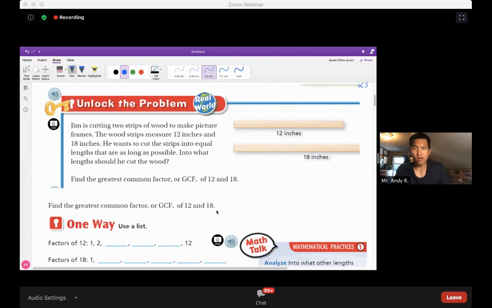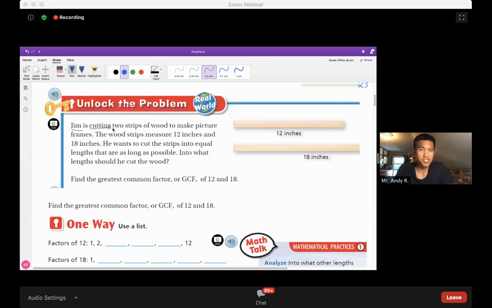Okay, so what are greatest common factors for? What do we do with them? Why do we need to know when two numbers share the same factor? Okay, so unlock the problem. Ready? I'm going to begin reading.